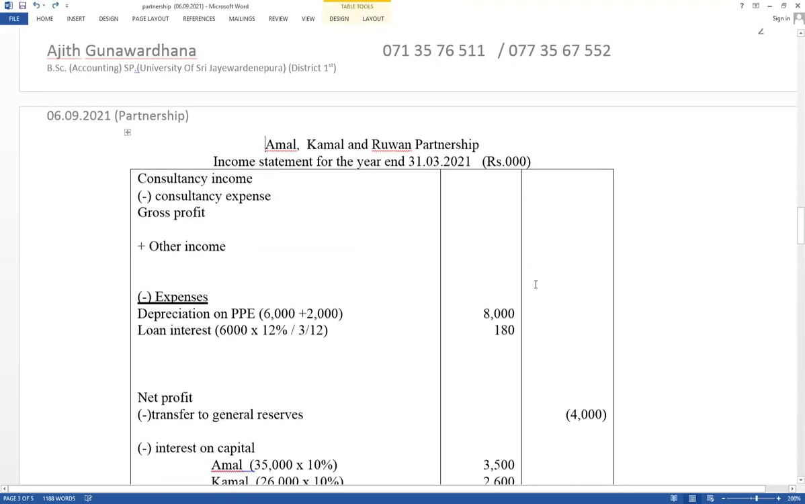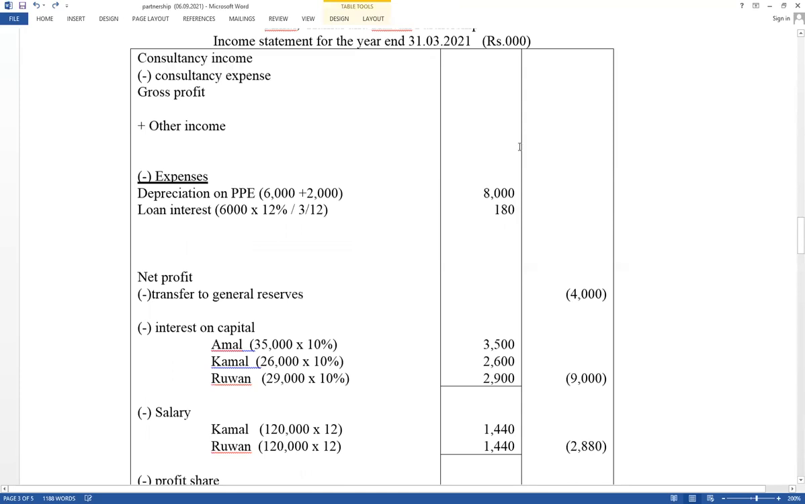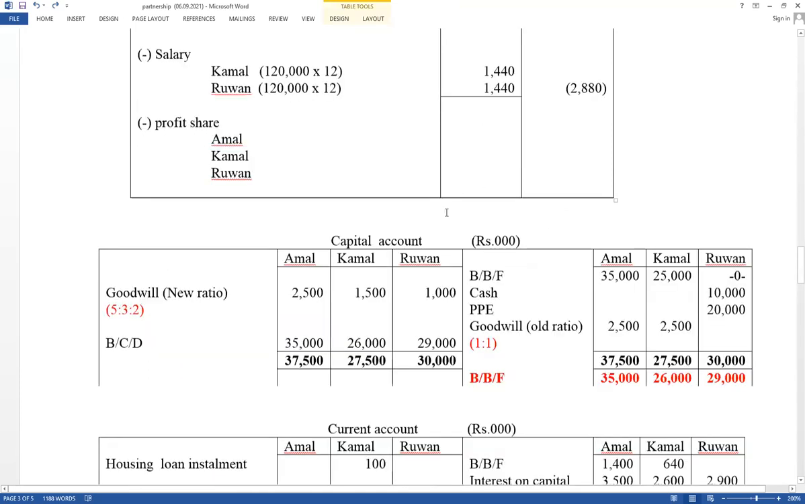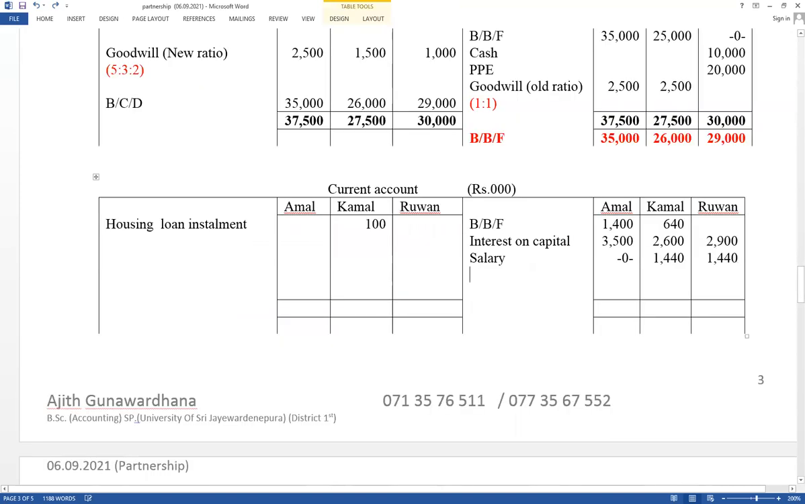Expense in the income statement, as well as partners' current account credit as loan interest. As the loan is given by Amal, therefore current account Amal credit 180. And the trial balance has loan interest paid also. All the paid amounts for partners should be recorded on the debit side of the current account.